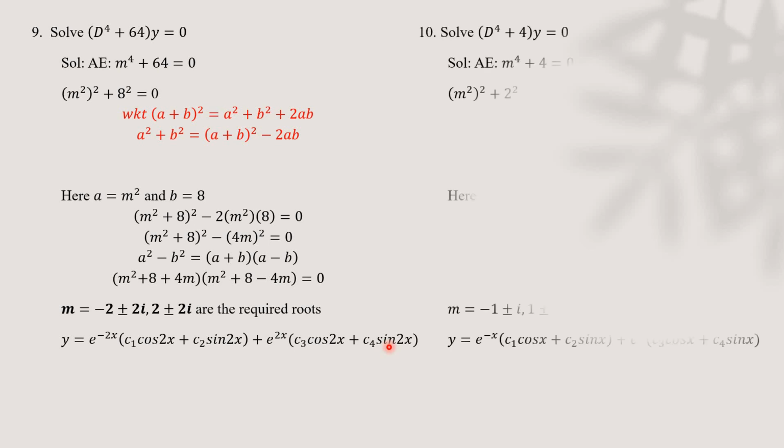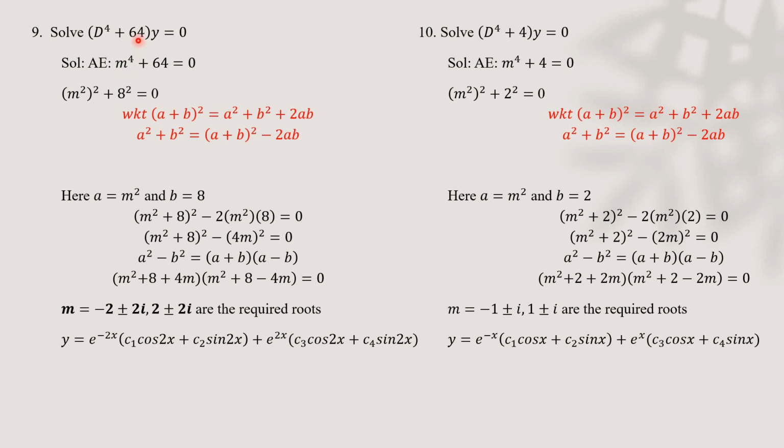Similarly, I have considered one more problem. Instead of 64, I have considered 4 here. So go through this problem. See here, instead of m power 4, I have written m square the whole square. 4 can be written as 2 square. Here you may ask me one question: if we get 5, what to do? You can write that 5 as root 5 the whole square. Make sure that it is root 5 the whole square. Then a value is m square, b value is 2, then substitute those values. You're going to get the form a square minus b square.